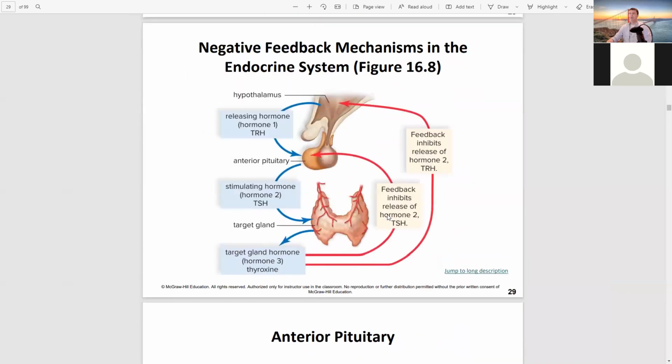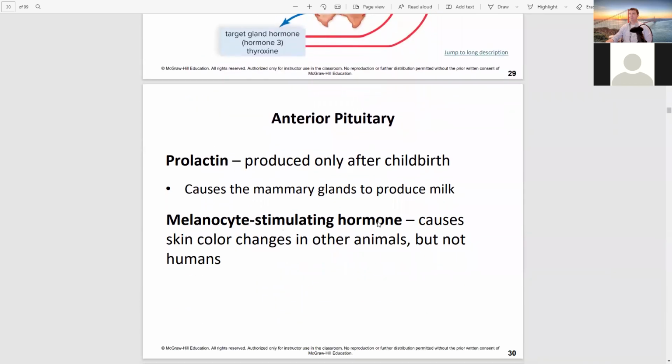Okay, so there are negative feedback mechanisms in the endocrine system. And then the anterior pituitary: prolactin, produced only after childbirth, causes the mammary glands to produce milk. Melanocyte stimulating hormone causes skin color changes in other animals, but not humans.